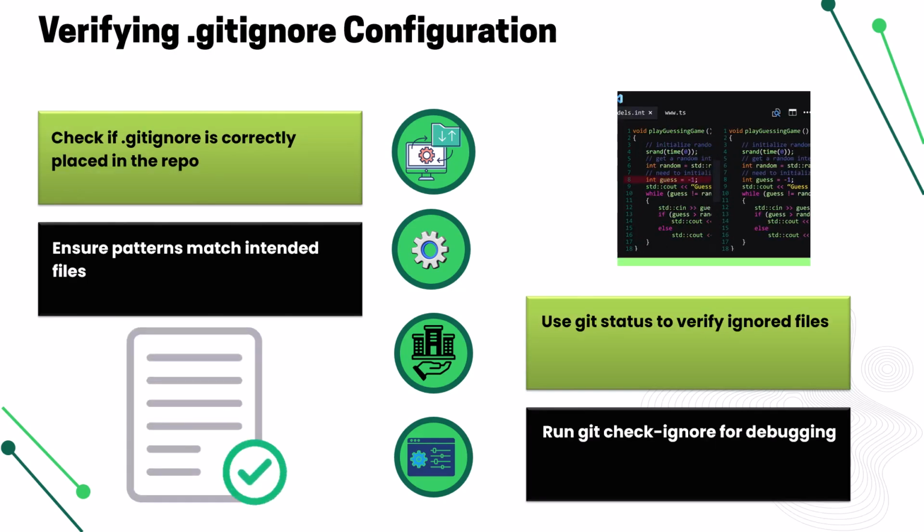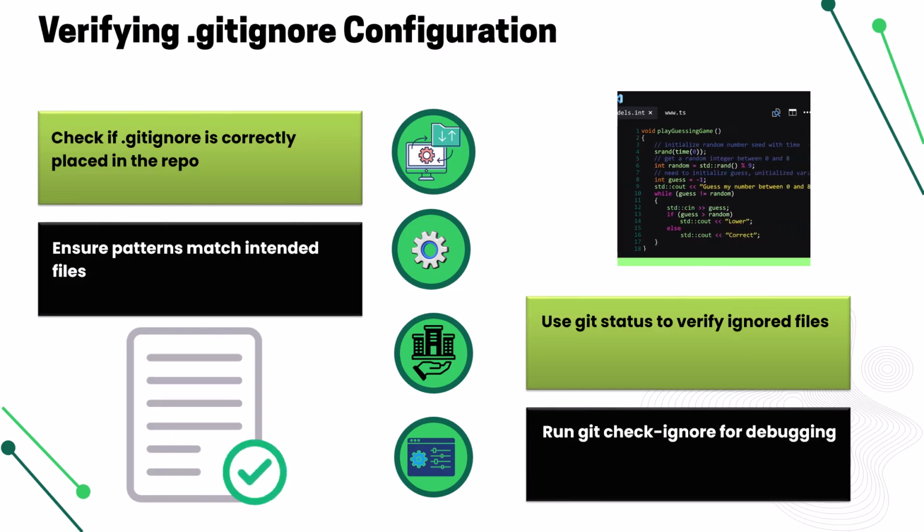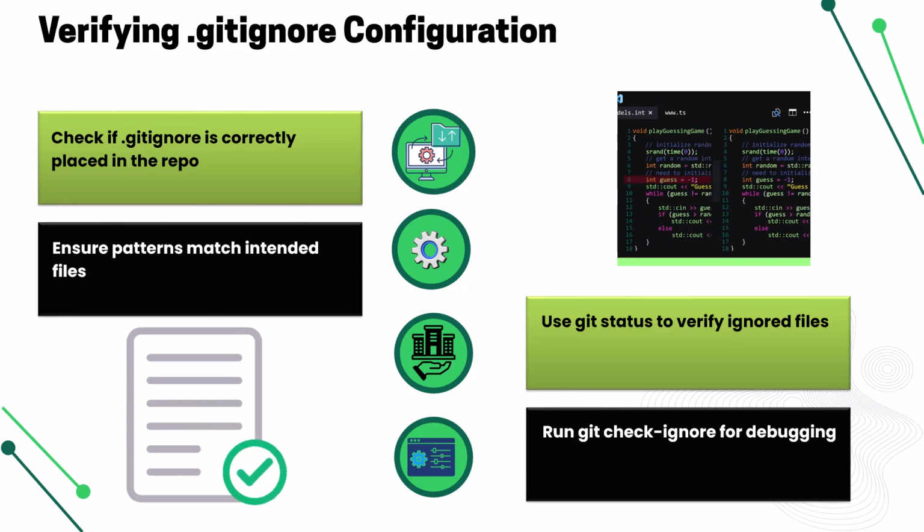Before we trust Gitignore to do its magic, let's double check that it's set up correctly. Is it where it's supposed to be? Do the patterns match the files you actually want to ignore? A quick git status should reveal if it's working. And if things seem off, git check-ignore can save the day.